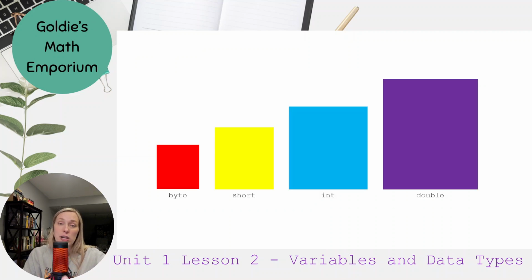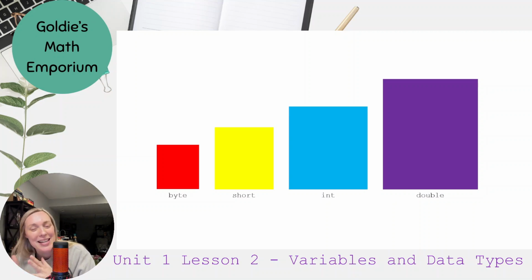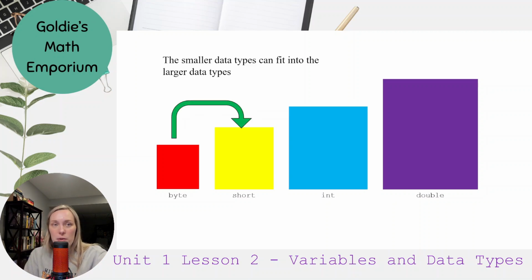So let's look at our 3 integers and our double. We're only dealing with int and double in AP CSA, but the visual is helpful, okay? The smaller data types can fit into the larger data types, right? So if you try to fit a byte into a short, you're not going to run into a problem, okay?